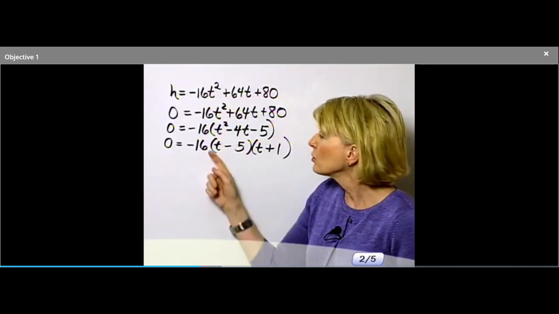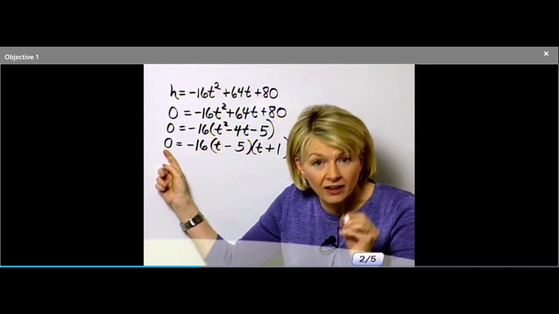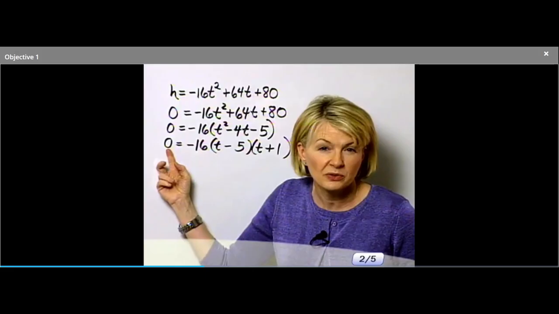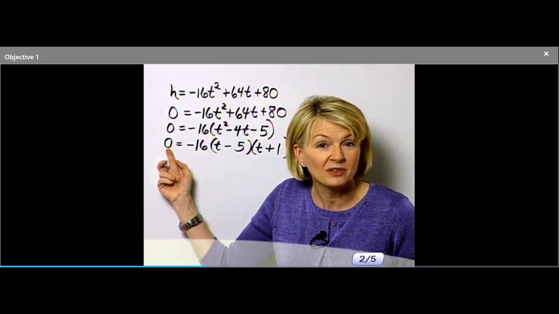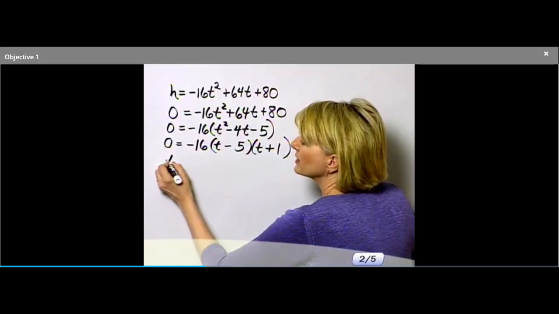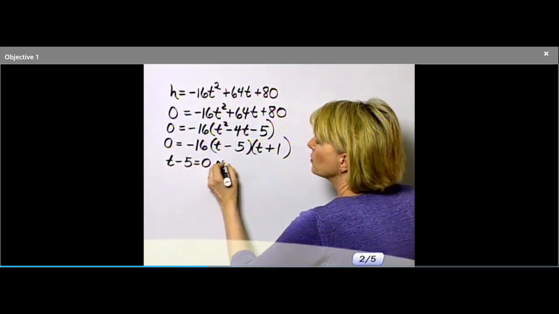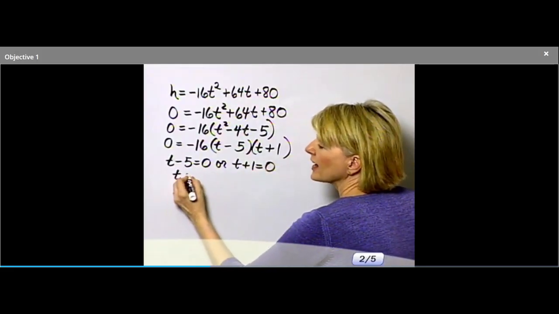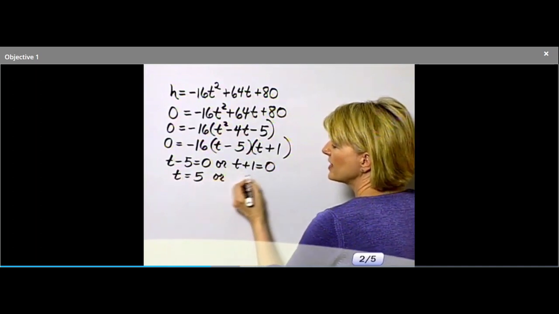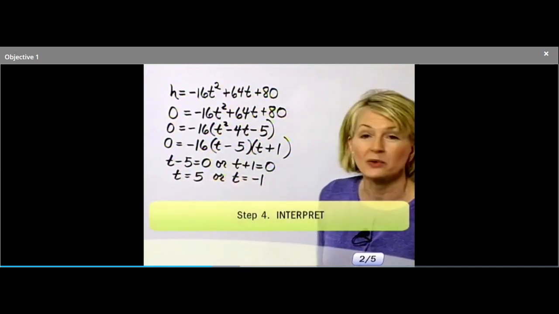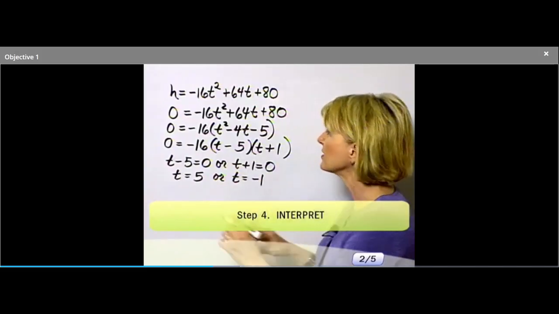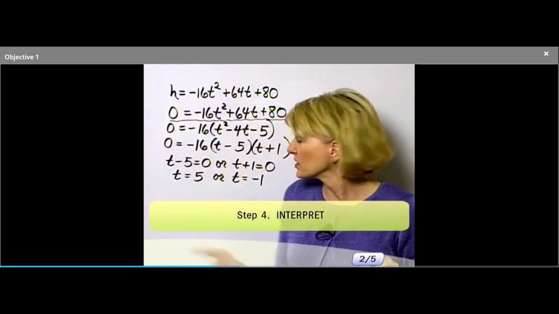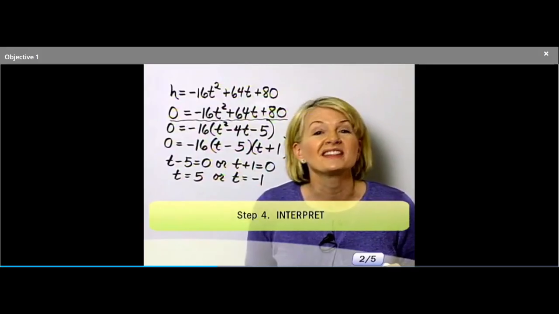Factored completely. Remember, you set each factor containing a variable equal to 0. In other words, I don't need to set negative 16 equal to 0. That's an equation that has no solution anyway. So I'll set t minus 5 equal to 0 or t plus 1 equal to 0. Here I'll add 5 to both sides, and here I'll subtract 1 from both sides. So let's make sure we have this straight. This equation does have two solutions. One solution is 5, one solution is negative 1.